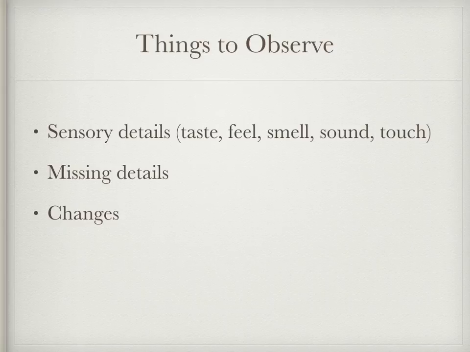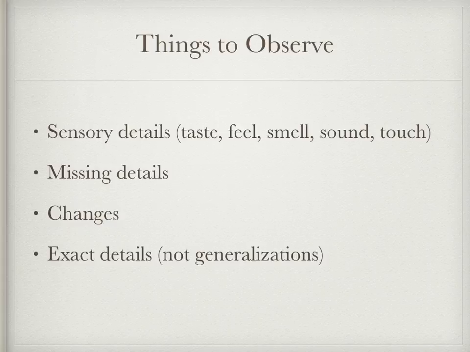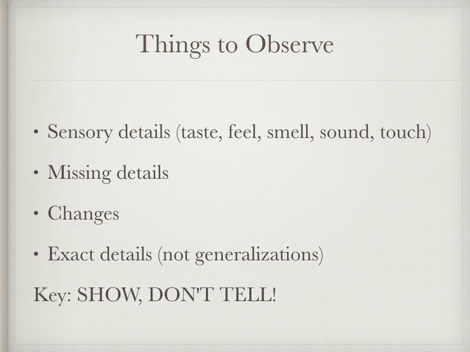Observe changes, and it's important to point out those changes in your essay. And observe exact details, not generalizations. You don't want to just say your mom had a lovely rose bush. Well, what color were the roses? What size were the roses? What kind of flower bed were they in? Did they have thorns? All of these different things. Your key is to show, don't tell. You don't just tell me your mom had a flower garden. You bring me into the garden and show me that flower garden.